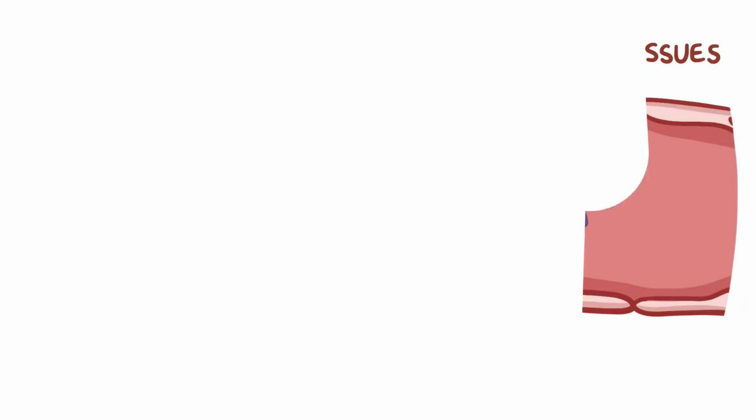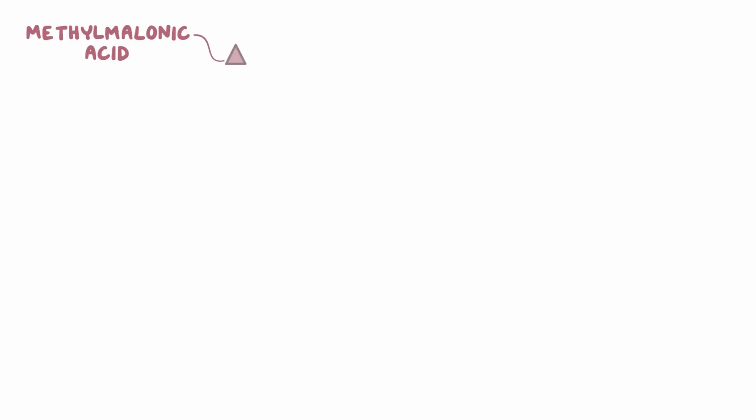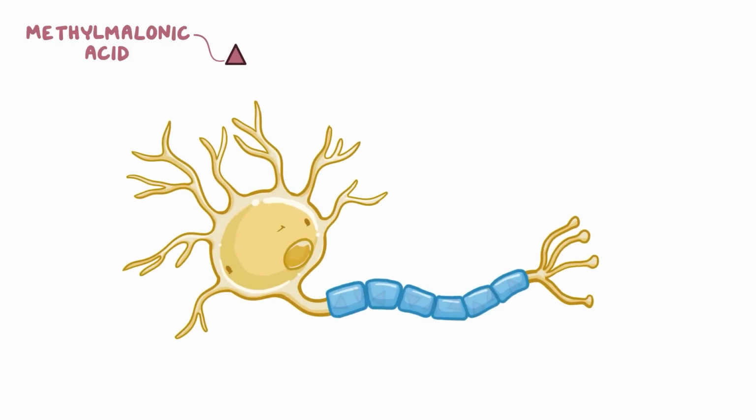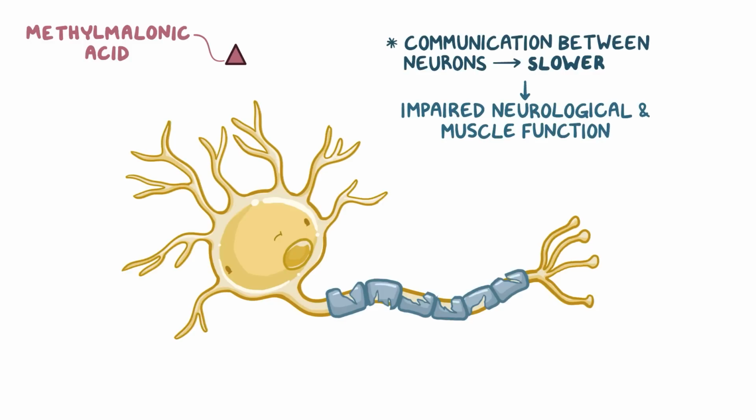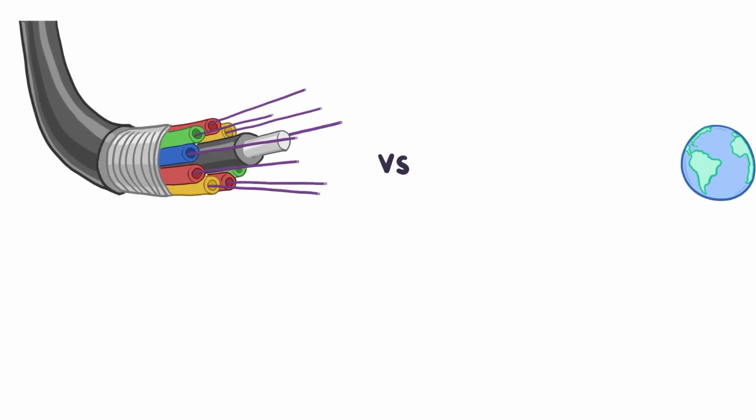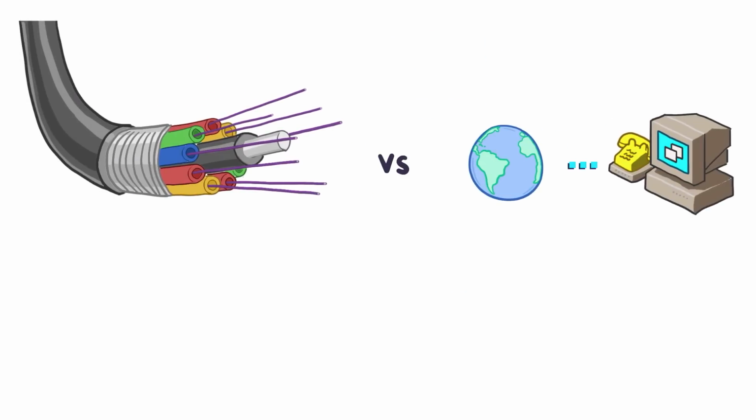Lastly, when there's too much methylmalonic acid in the body, it builds up in the neurons, specifically in the myelin sheath, which degenerates. Myelin helps transmit electrical impulses from one neuron to another at a very high speed. So, with B12 deficiency, communication between neurons gets significantly slower, which leads to impairment of neurological and muscle function. Kind of like the difference between optic fiber and the old dial-up internet connections.